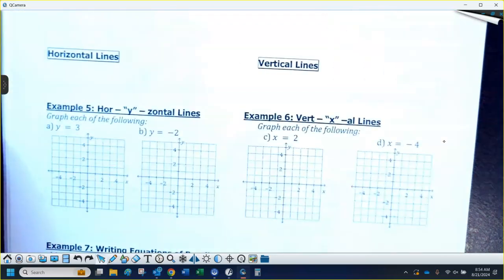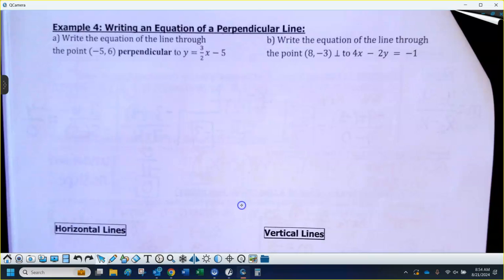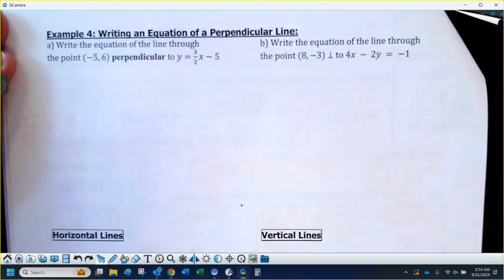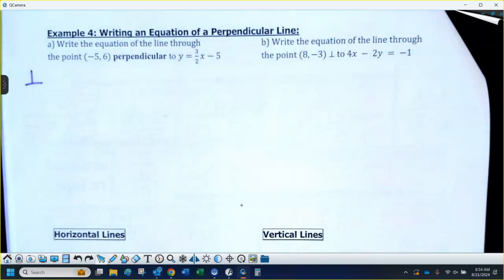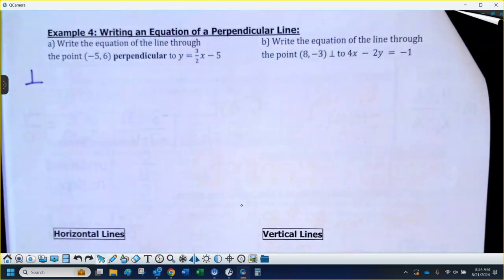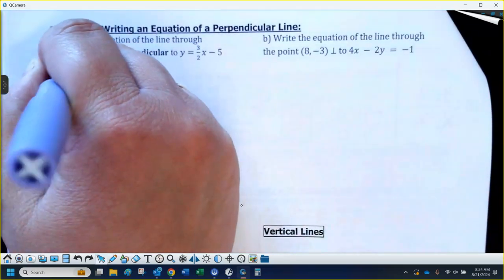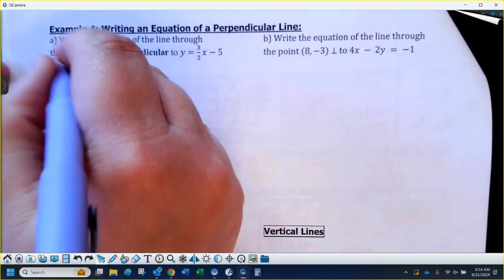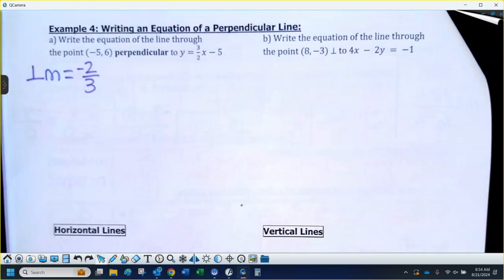Okay, let's do perpendicular. And then real quick at the bottom, we're going to do horizontal and vertical lines. All right, so perpendicular: if I'm going to write the equation of a line through a point, they're going to give me the point negative 5, 6, perpendicular to y equals 3/2x minus 5. What would the slope of a line perpendicular to that line be? Negative 2/3.